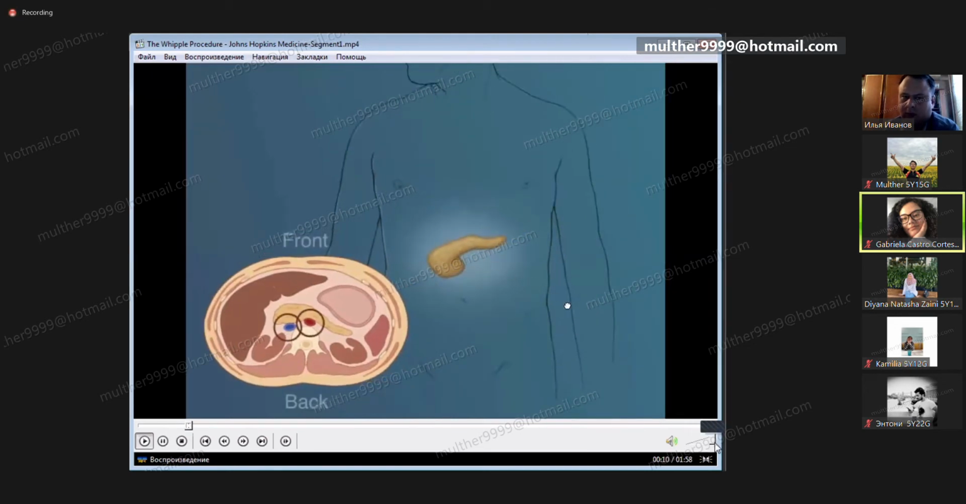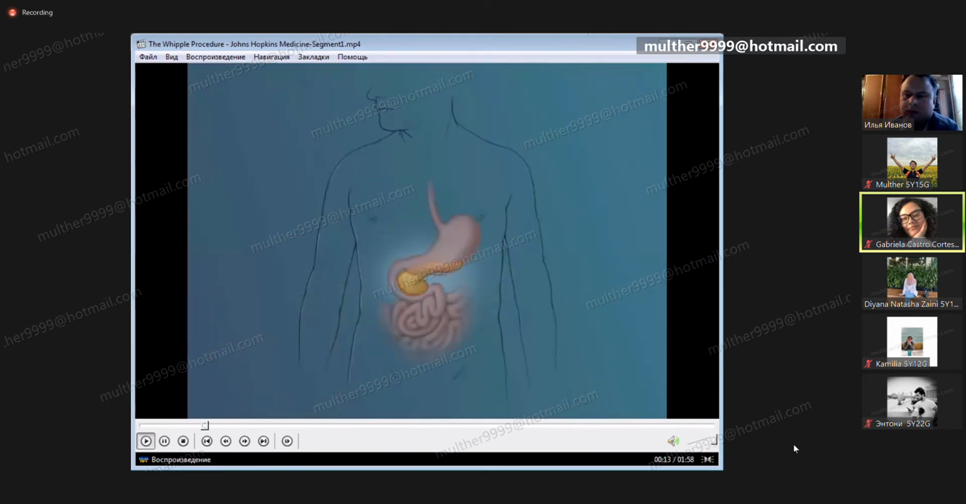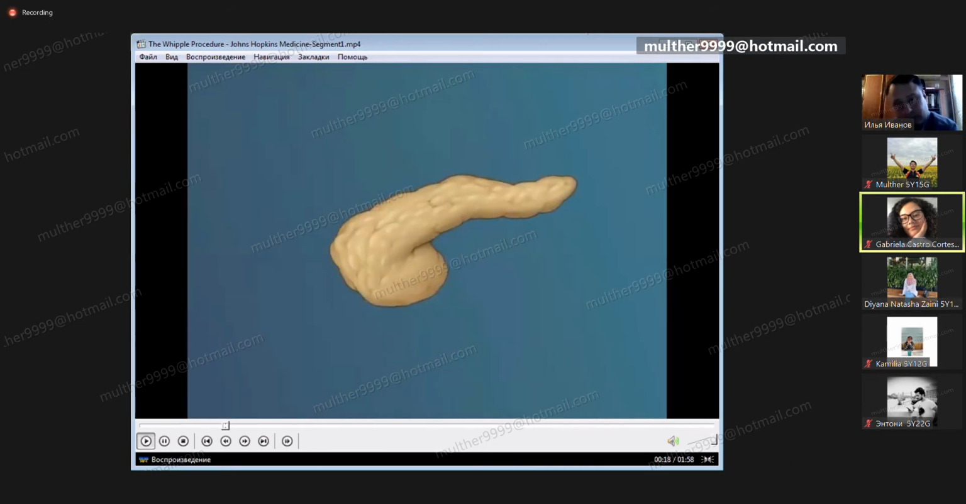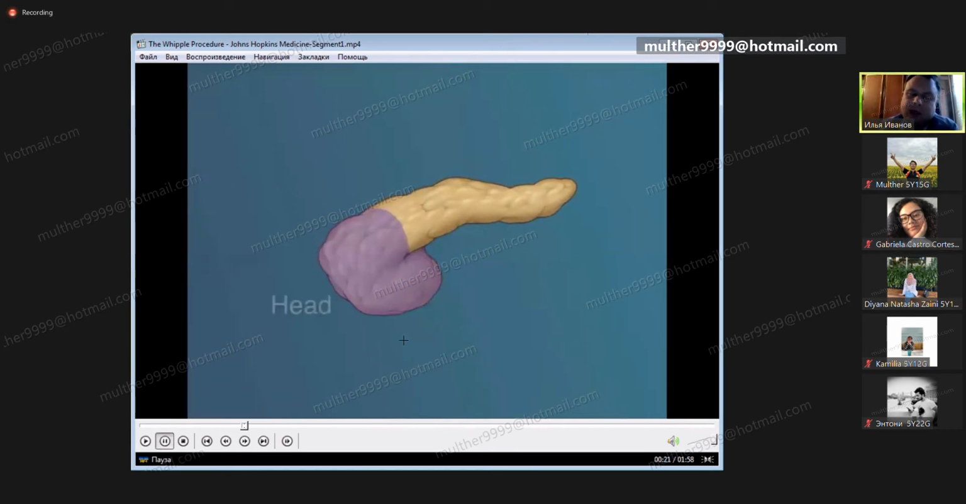It rests against the backbone in front of two major blood vessels called the aorta and the inferior vena cava. It is also covered by the stomach and the liver. The pancreas is divided into 3 anatomical portions. Sometimes not only the 3, sometimes we can differentiate the 4 parts: the head, neck, body, and the tail.